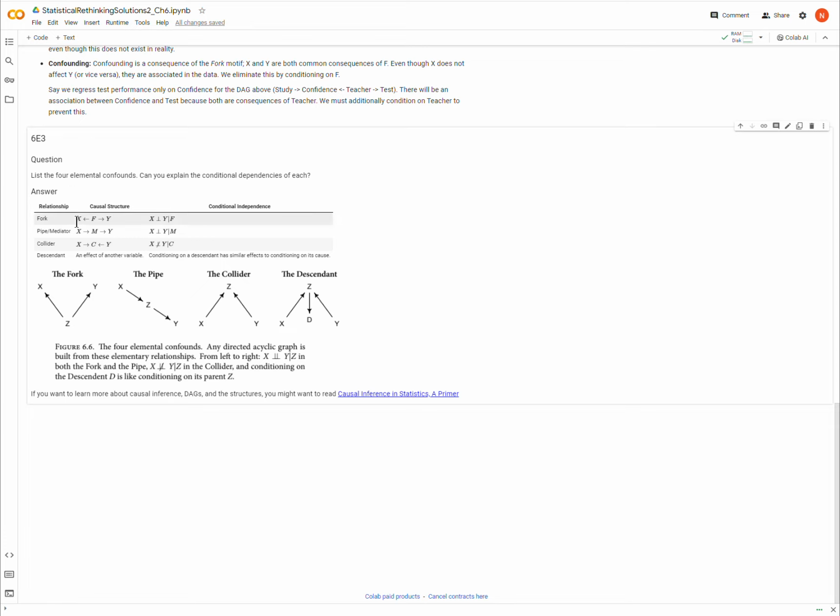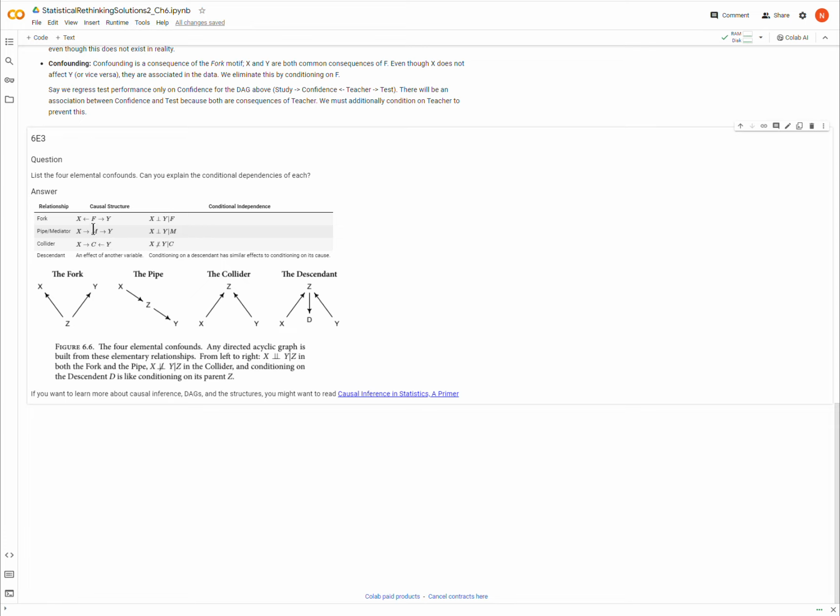So the first one is the fork, where x and y, or any two generic variables for that matter, have a common cause. So that's represented here. The middle variable for each of the pictures here is z, and I've just used f to denote fork, but same structure. So what we're meant to do is to think about the relationship between x and y in each of these scenarios. In the case of a fork, x and y are going to be related to one another.